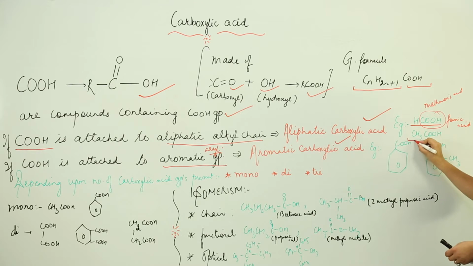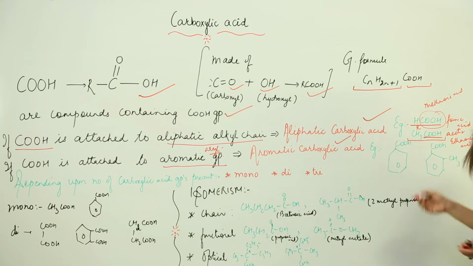And one more, CH3COOH. So this is my R. R means any number of carbons in a carbon chain, and there is a functional group, that is the carboxylic acid. Its common name is acetic acid, and its IUPAC name is ethanoic acid. Again there is no ring present, so it is also a member of aliphatic carboxylic acids.